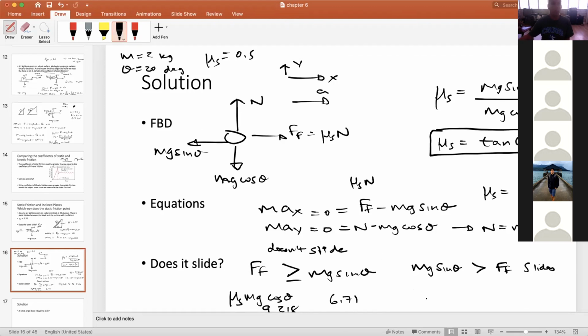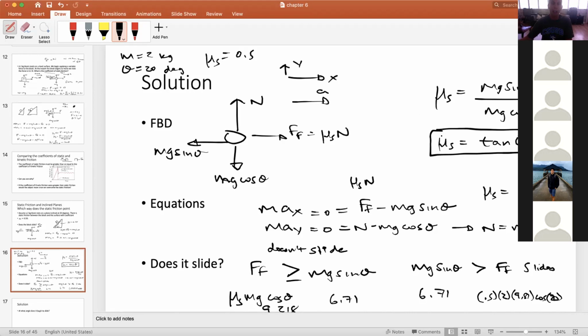Stop doing whatever you're doing. 6.71 is not greater than the force of friction. The force of friction is 0.5 times 2 times 9.81 times cosine of 20. The thing does not slide. Another way to look at it is mu s versus tan of theta: tan of 20 would be 0.36.